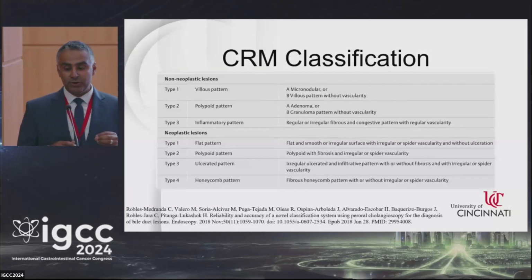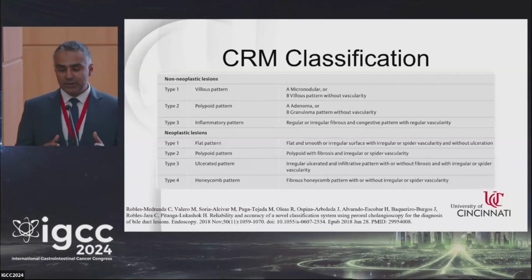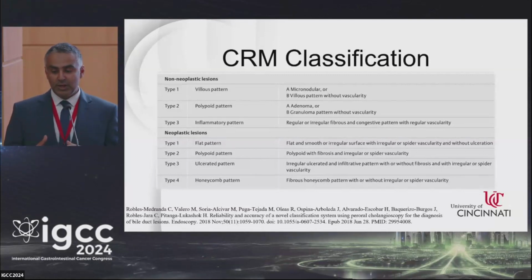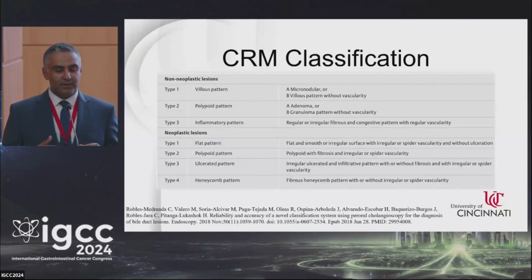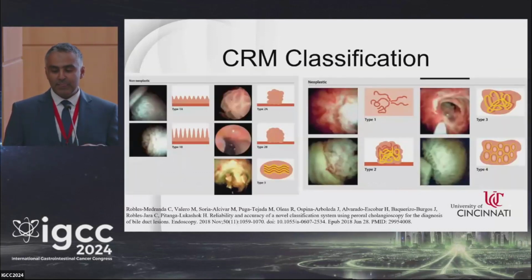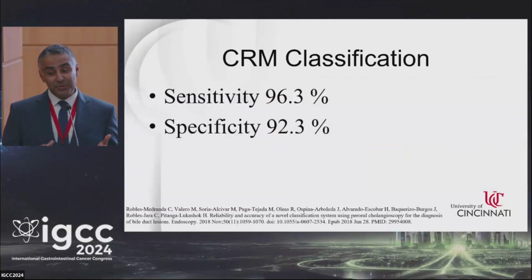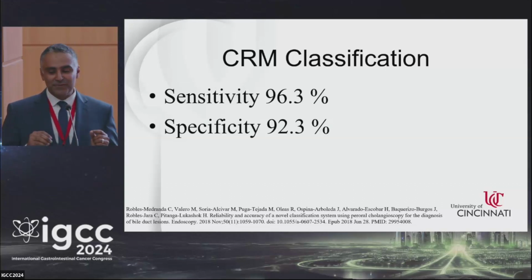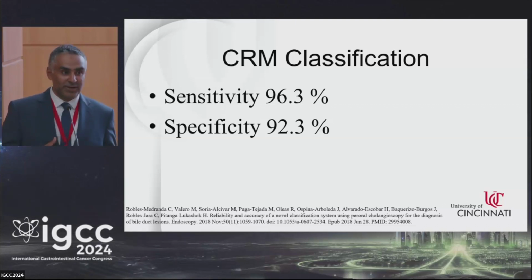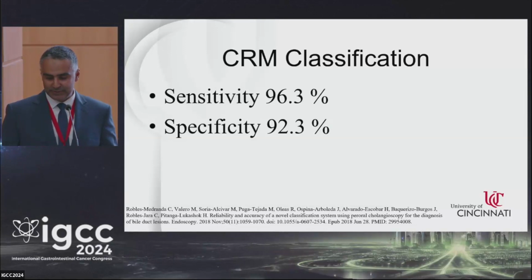The CRM criteria relies on detection of mucosal and blood vessel patterns that are either consistent with a neoplastic lesion or a non-neoplastic lesion, looking at the villous pattern, the polypoid pattern, and whether there is an inflammatory pattern. Things like spider vascularity and ulcerated mucosa can be signs of neoplasia. The CRM classification has high sensitivity and specificity, but like any visual classification system, it's operator dependent. The more you do, the more you recognize these lesions, so it's very operator dependent.